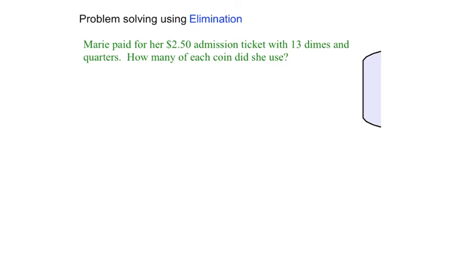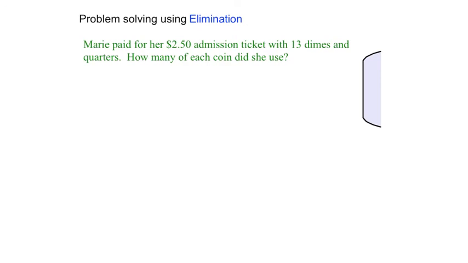So let's just read through this question here, and it says Marie paid for her $2.50 admission ticket with 13 dimes and quarters. So that means that the dimes and quarters together were 13, not 13 dimes and... anyway. So how many of each coin did she use?